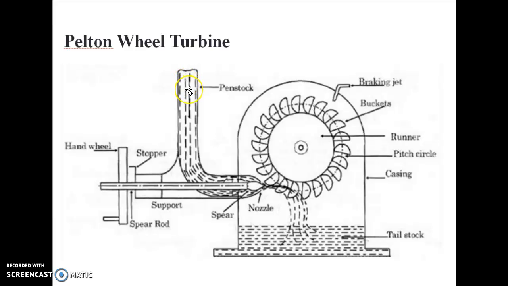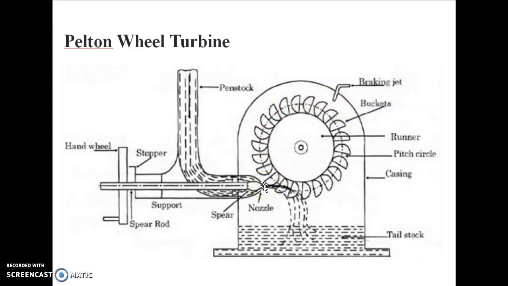Now this penstock is mainly used to move the water from the reservoir to the turbine house. This total assembly is called the turbine house. When we consider the movement of that water at the outlet of the penstock, there is a provision of a nozzle. This nozzle is used to form a jet of water. That jet of water will strike the buckets. These buckets are mounted on the runner.